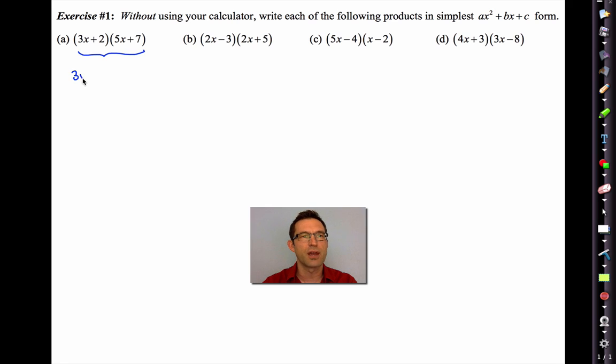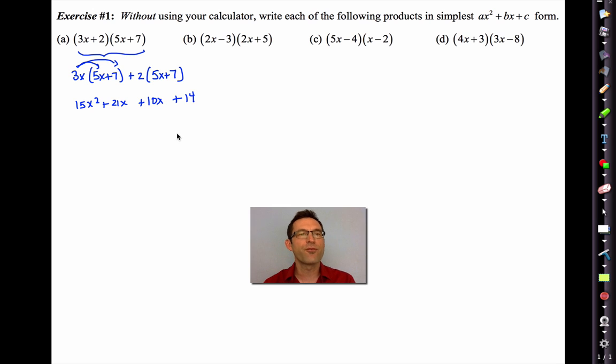Now, technically speaking, the way that one of these products is done is by what I would call double distribution. In other words, I'm going to multiply 3x by 5x plus 7, and I'm going to add 2 times 5x plus 7. So in other words, both of these quantities distribute into here, or better yet, this distributes to both of those quantities. Then, distributing again, giving me 15x squared plus 21x plus 10x plus 14.